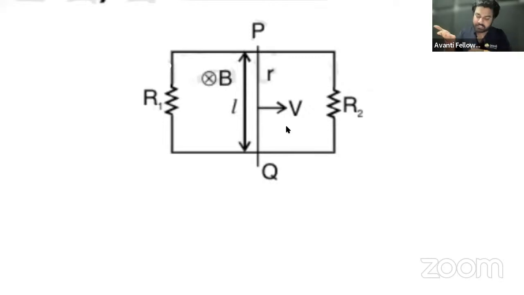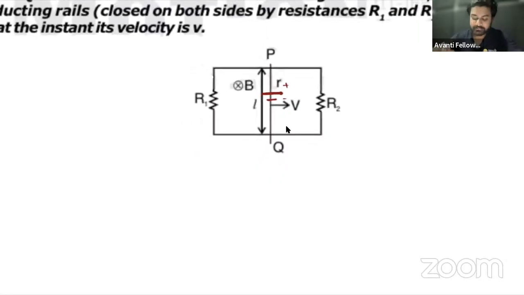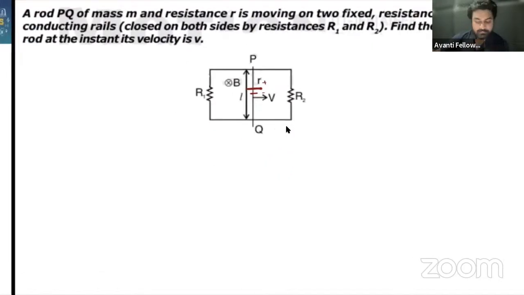If I point the thumb in the direction of velocity and the four fingers in the direction of B, I'll get the force upwards on a positive charge. So upwards is the battery's positive, and downwards is negative. Clear? And what will be the EMF of this battery? EMF is equal to BVL sin theta. Theta is 90, sin 90 is 1. So the EMF is BVL.